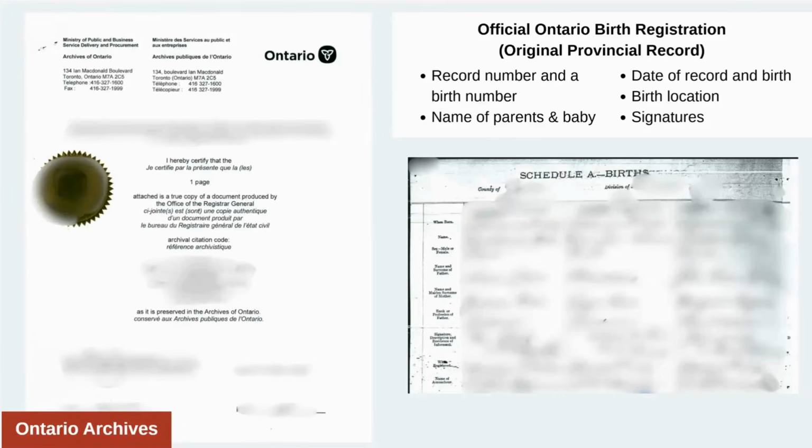So this is the primary record that I submitted showing my great-grandfather's proof of citizenship. It's a certified copy of my great-grandfather's birth record. Their certificate for the birth record is here on the left. This is from Ontario Archives. And on the right, you can see a copy of the official Ontario birth registration with sensitive information blurred out, but it includes these details: record number, birth number, the name of the parents and the baby, the date of the birth and of the actual record when the record was taken, and then the birth location and signatures.